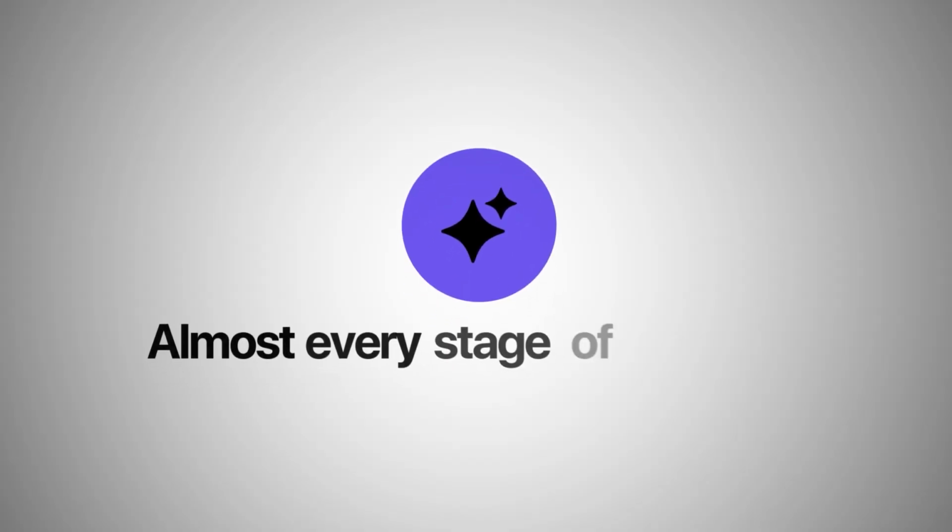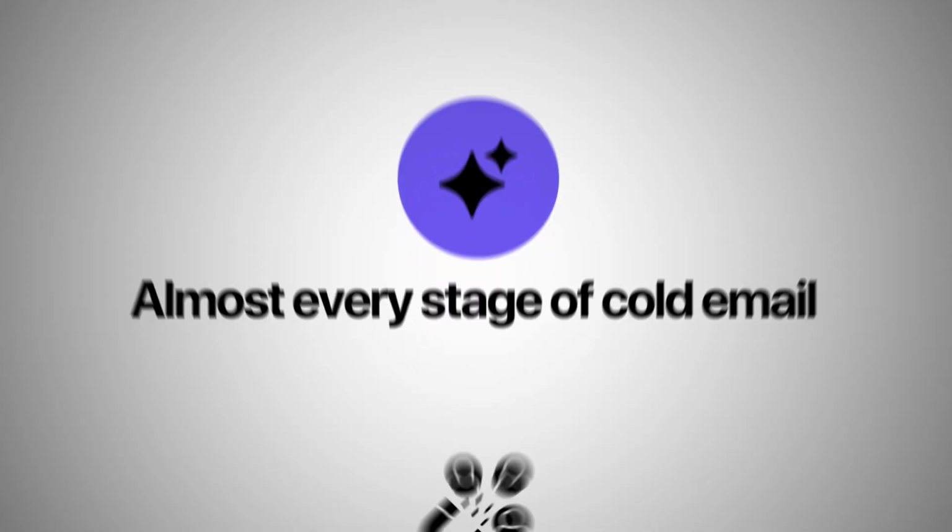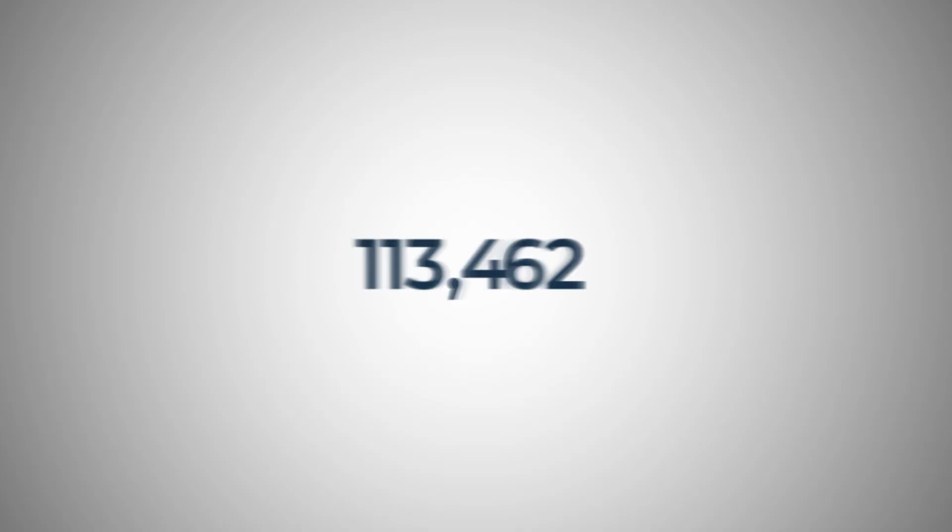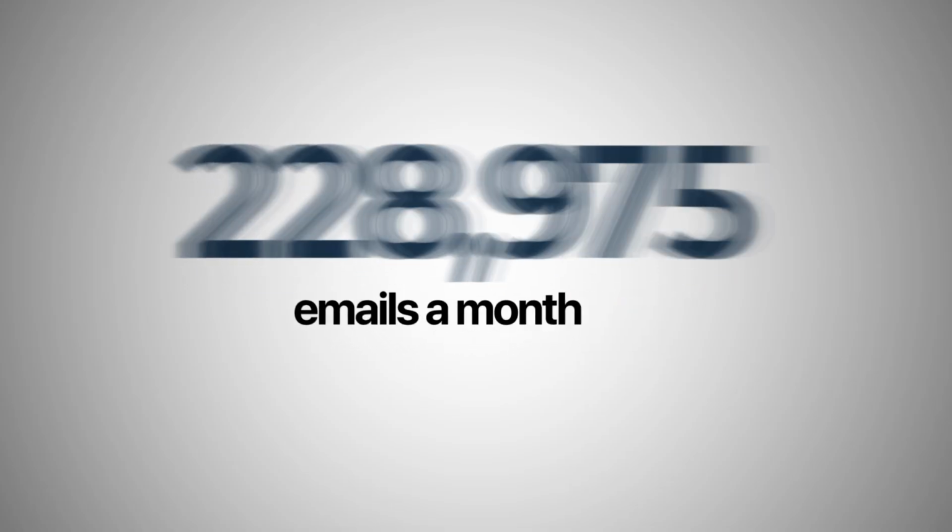Right now, AI handles almost every stage of cold email for my lead generation agency. From sourcing and qualifying leads to categorizing replies and drafting responses. The system practically runs itself. And yes, all whilst we're sending over 200,000 emails a month. And outside of reviewing the results of the ongoing campaigns, I'm barely touching it.